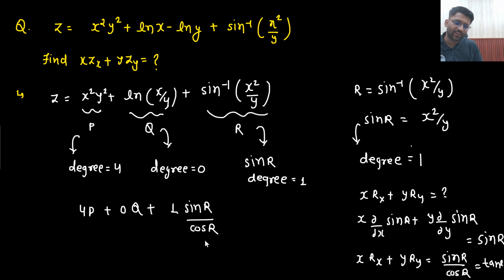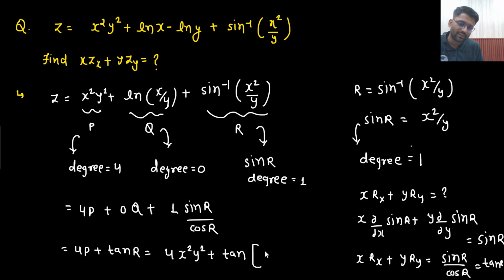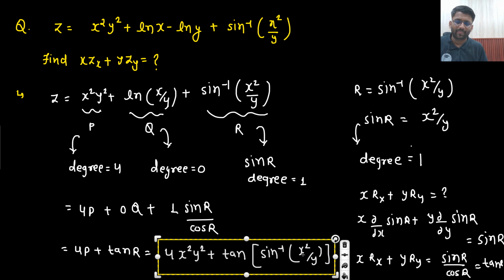Okay, so what this is giving you is tan r. So the answer is coming out to be 4p plus tan r. And what is p? P is nothing but x square y square. And what is r? R is nothing but sin inverse x square by y. There you go. This is the final answer. Is that clear to you?